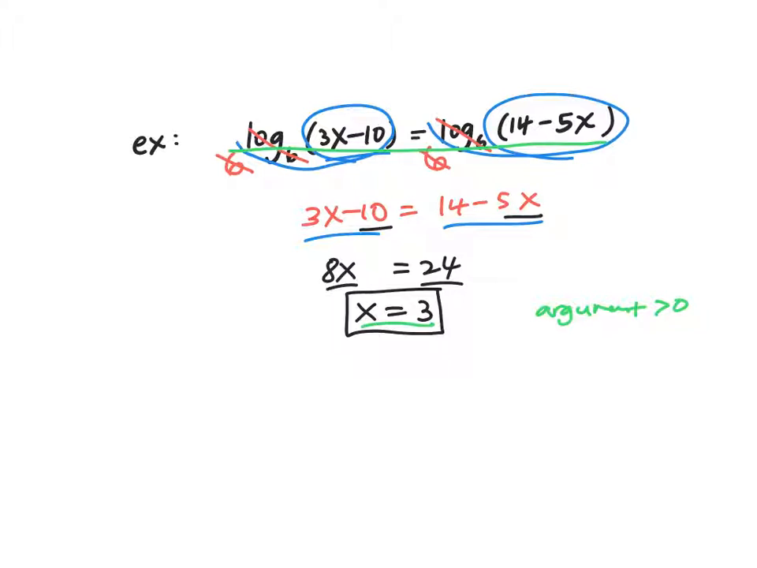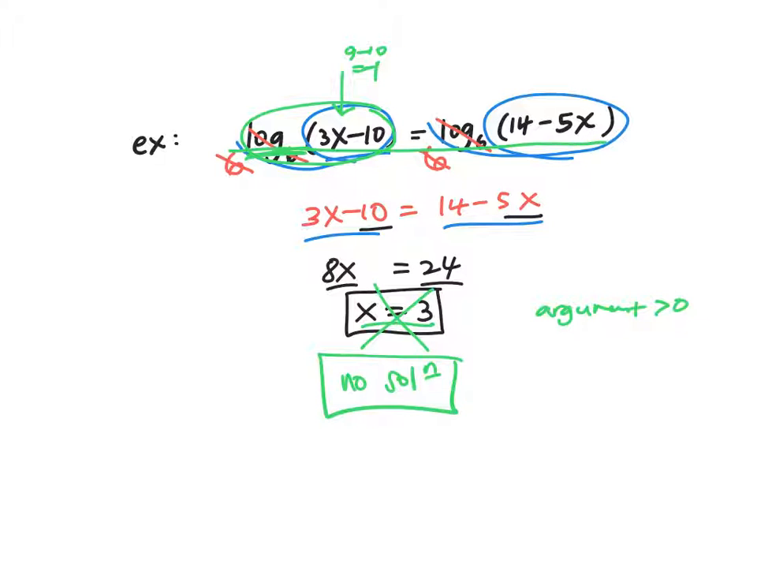So let's say I plug in 3 into the original here. So that's 3 times 3, which is 9, minus 10. Do you see how that gives me -1? This whole thing would be undefined. So if it fails one of the logarithms, it's automatically out. So I already know this doesn't work. So my answer would be no solution.